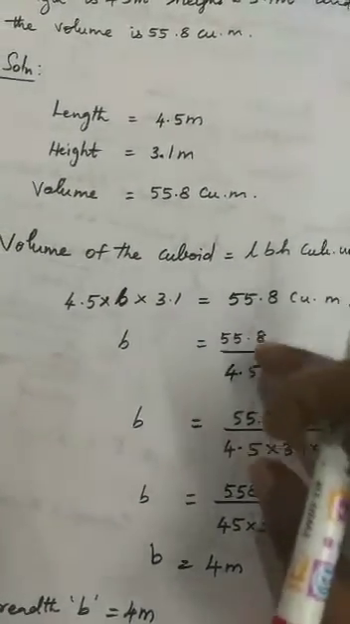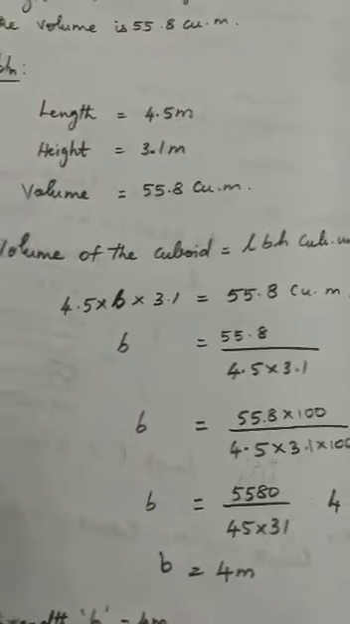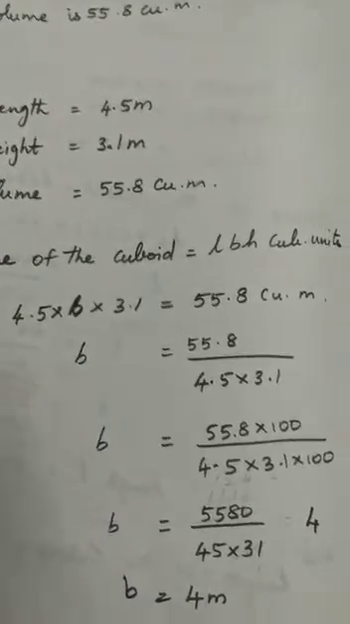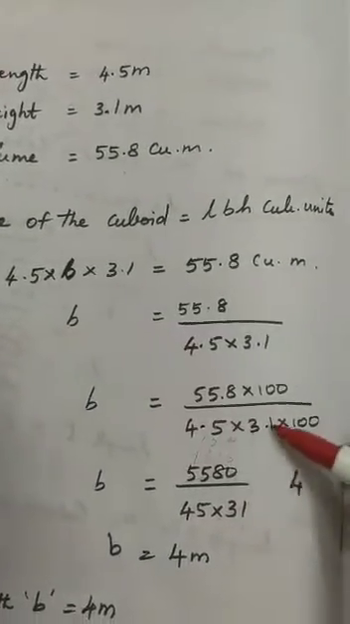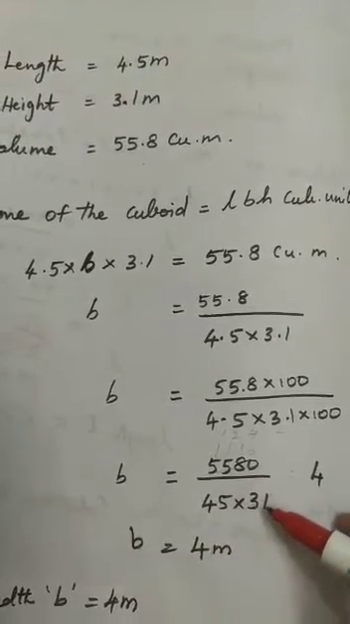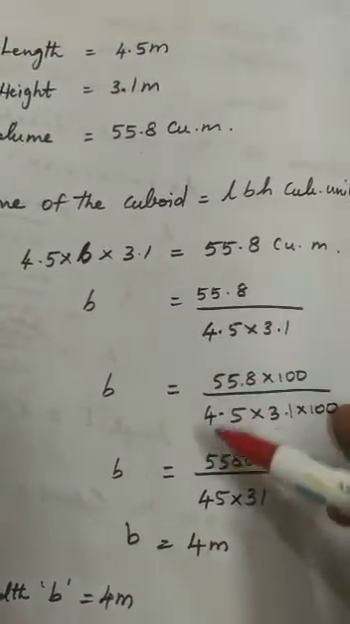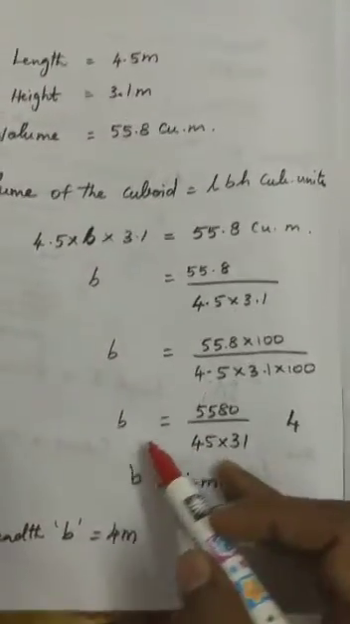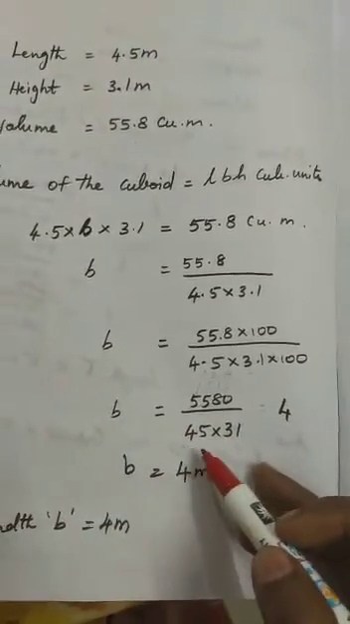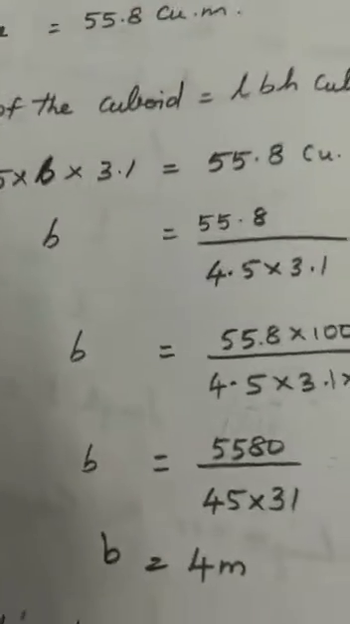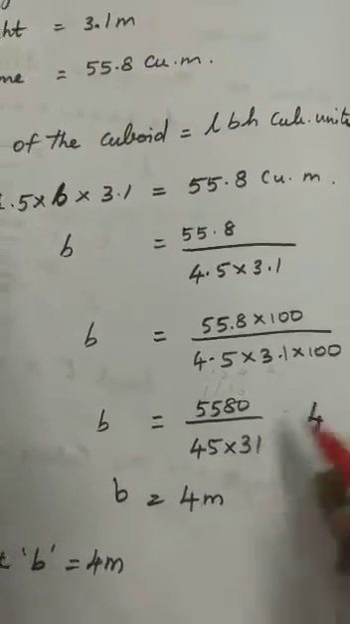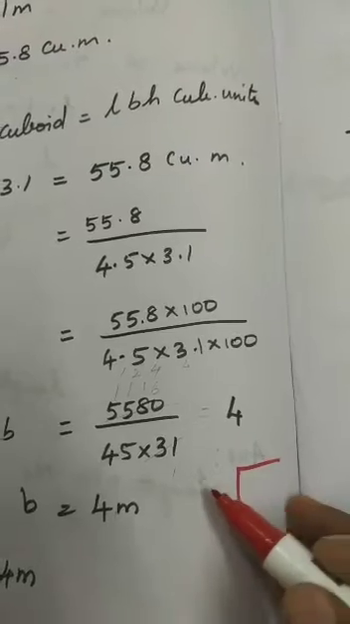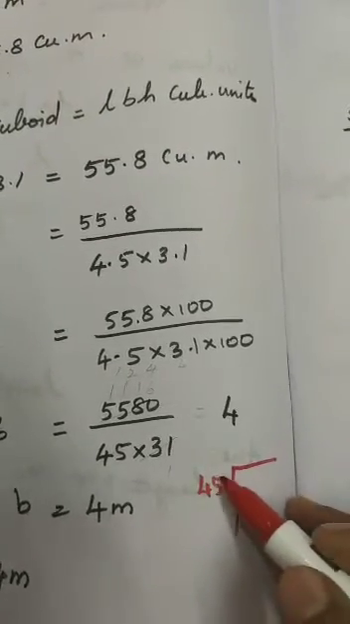Now you make the decimal a whole number. So you are multiplying by 100 in the denominator. So 10, 10. It will come as 45 into 31. Here it will come as 5580, isn't it? So breadth is equal to 5580 by 45 into 31. Okay, now we are cancelling. You can divide by 45.